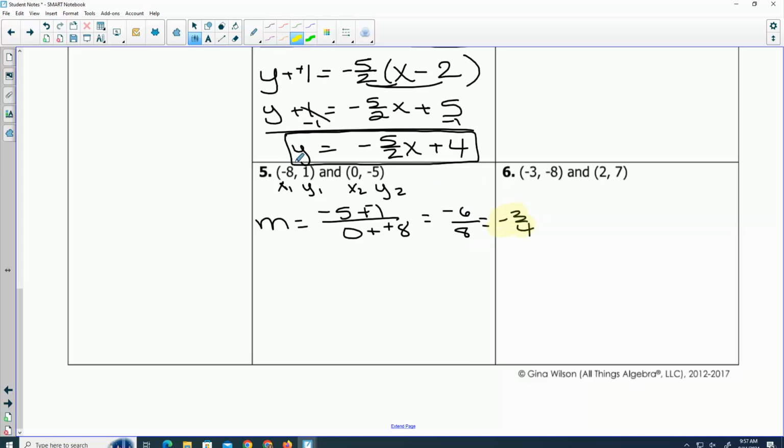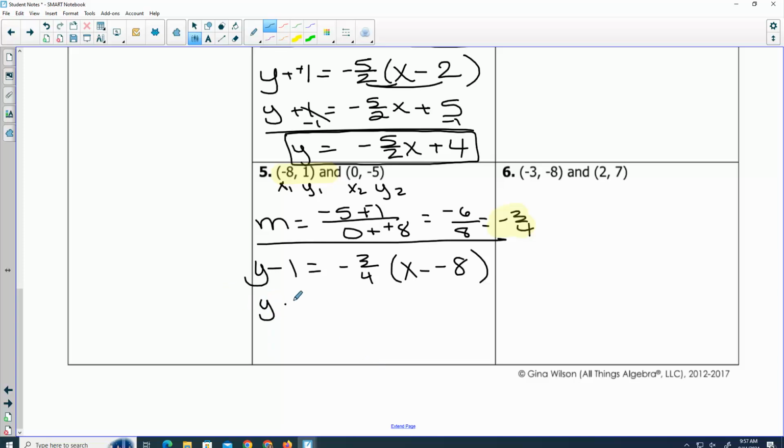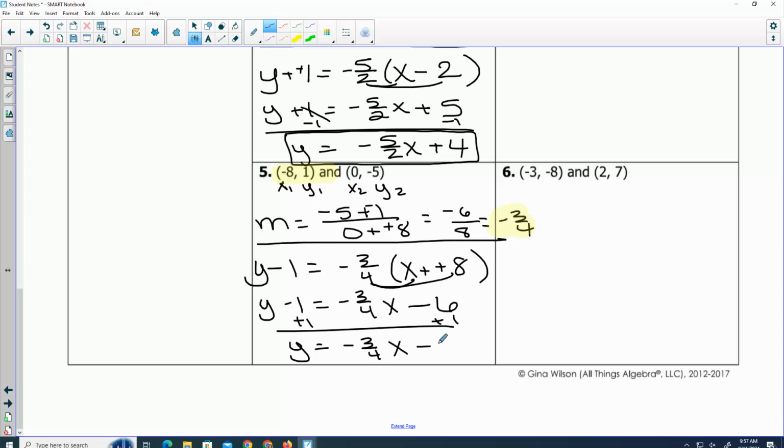So now I have my slope and my point. So our point slope formula: y minus y1, so y minus 1 equals m, negative 3/4, times x minus negative 8. Minus negative is positive. Negative 3/4 times x would be negative 3/4 x. Negative 3/4 times positive 8 is negative 6. Add our 1. So we get y equals negative 3/4 x minus 5.